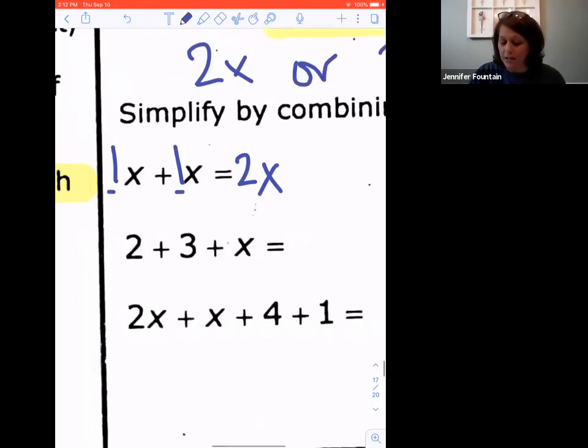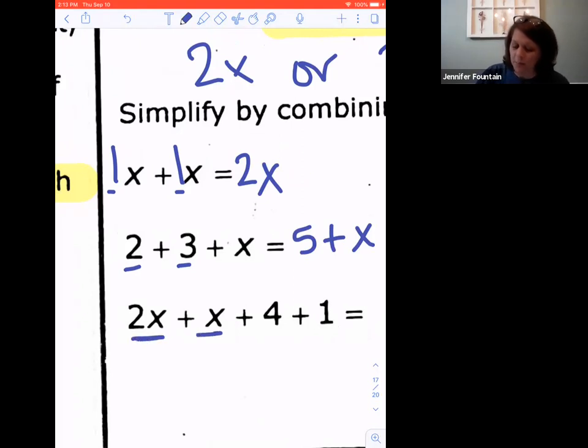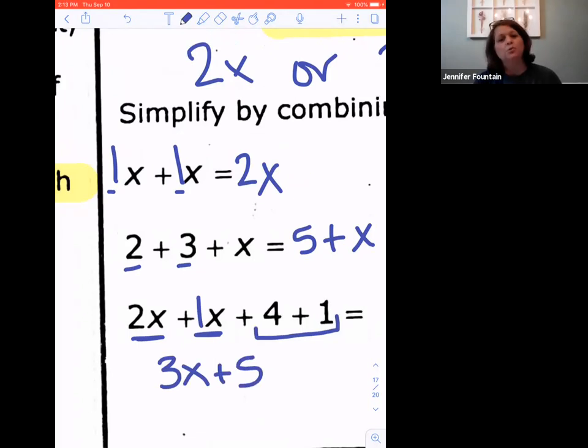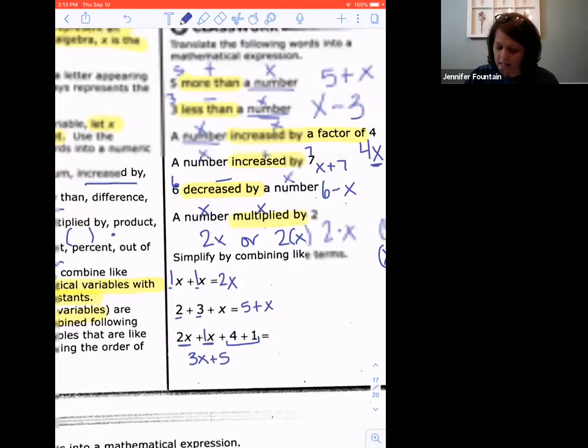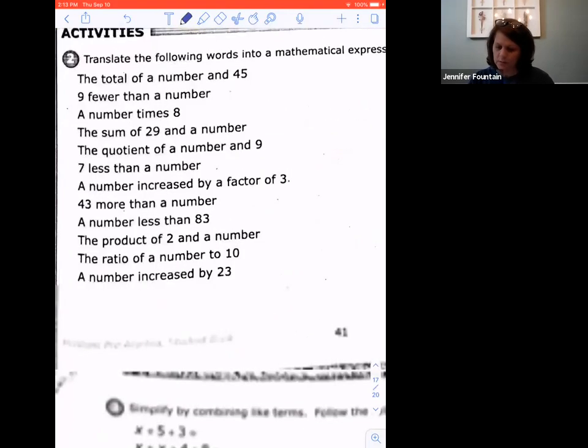On this next one, my like terms are going to be 2 plus 3. So that's going to be 5 plus x. There's nothing else I can add to x. All right, on this one, I have 2x plus x. Remember, I understand that I have a 1 in front of that x. So 2x plus 1x is 3x. And then I have 4 plus 1 is 5. So 2x plus x plus 4 plus 1 becomes 3x plus 5. So let's go ahead and take a look at these examples.